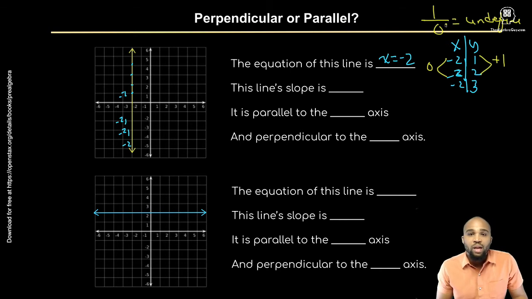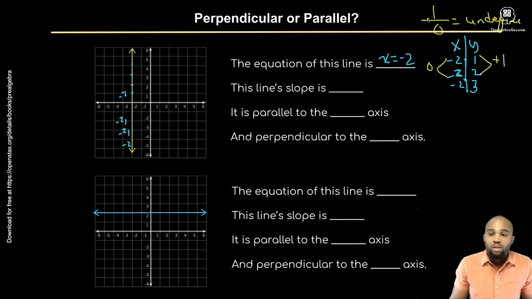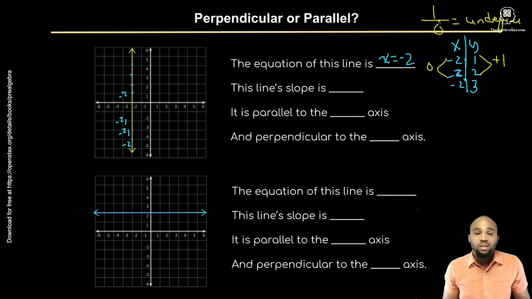So if you forget, you can just do what you've been doing: take 2 points and try to divide them. As a matter of fact, if you put 1 divided by 0 in your graphing calculator, it's going to come out undefined. So it's going to tell you the answer right there in front of you. Keep that in mind. So this slope here is undefined.